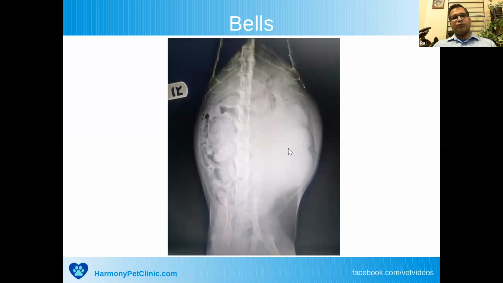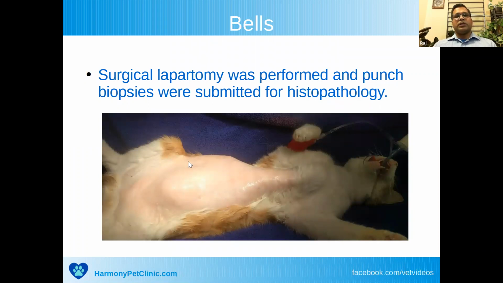This is the VD, ventrodorsal projection of Bell's abdomen. On the left side, it was all covered by this mass, pushing all the intestine to the right side, and some to the cranial. A quick ultrasound revealed that this is originating from the kidneys. So with the owner's permission, we decided to explore. A surgical laparotomy was performed, and punch biopsies were taken from the enlarged kidney. Here, just before the surgery, you can see that mass protruding from the abdomen.